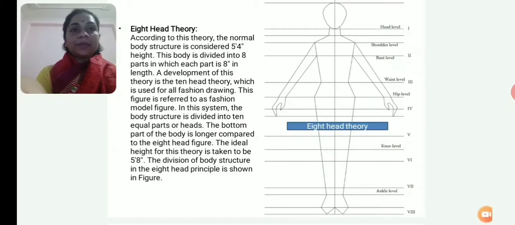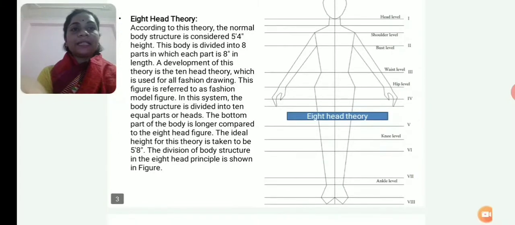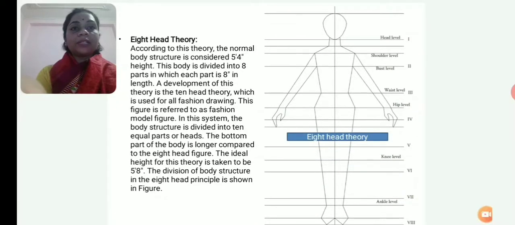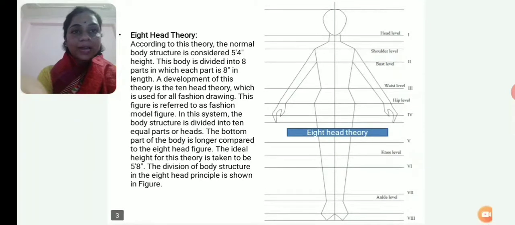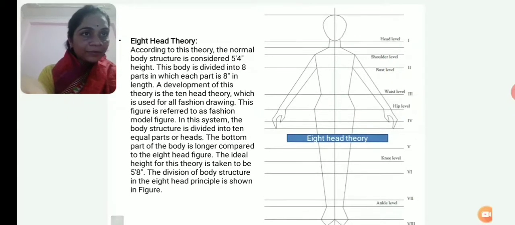In this system, the body structure is divided into 10 equal parts or heads. The bottom part of the body is longer compared to the 8-head figure. The ideal height for this theory is taken to be 5 feet 8 inch. The division of body structure in the 8-head principle is shown in this figure.